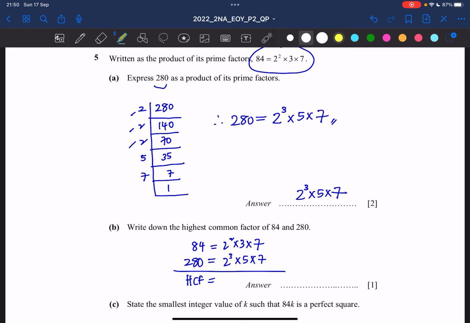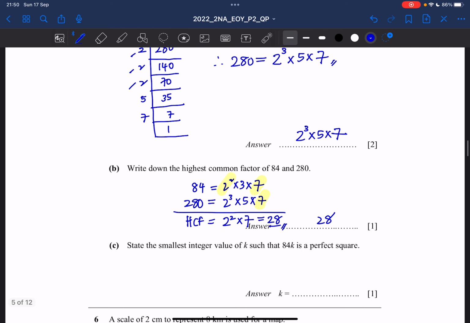For example, the first base is base 2. Both appear, right? So for highest common factor, we choose the same base with the lowest power. The lowest power is 2 squared. 3 only appears for 84, but not in 280, so we don't choose 3. 5 is the same, it's only in 280 but not 84. Then we choose 7 and 7 here. So our highest common factor is 2 squared times 7. When you work it out, 2 squared is 4, times 7 is 28. The answer here is 28.